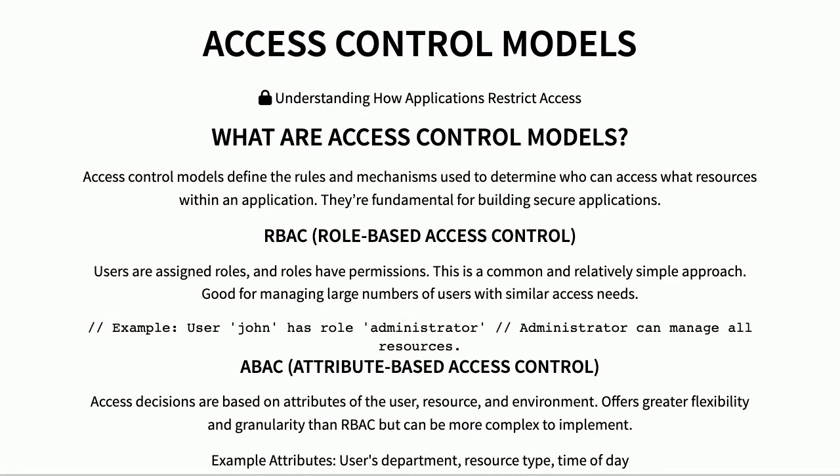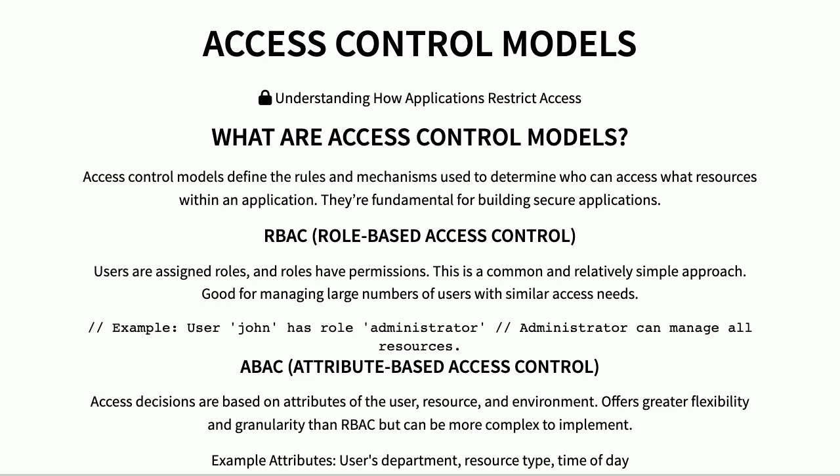Okay, let's talk about how we control who gets access to what inside an application. We use something called access control models, basically rules for granting permissions. First up is RBAC, or role-based access control. With RBAC, users are assigned roles, like administrator or editor, and each role comes with a set of predefined permissions. It's great when you have lots of users who need similar access rights.